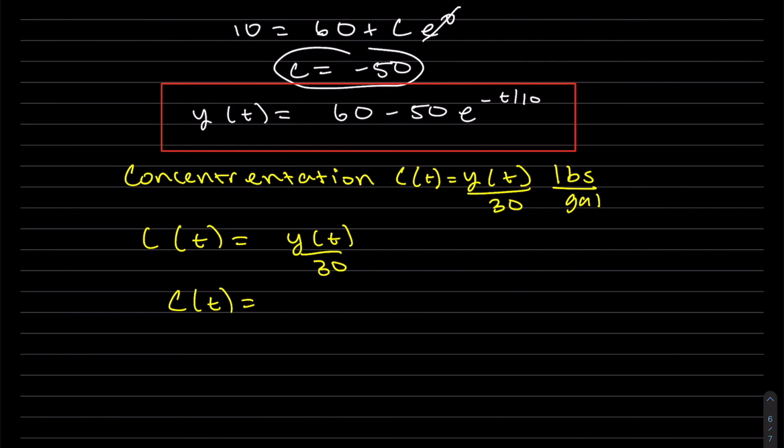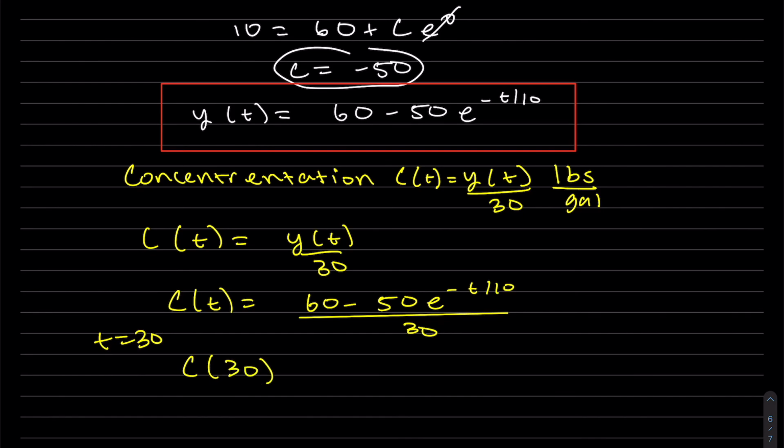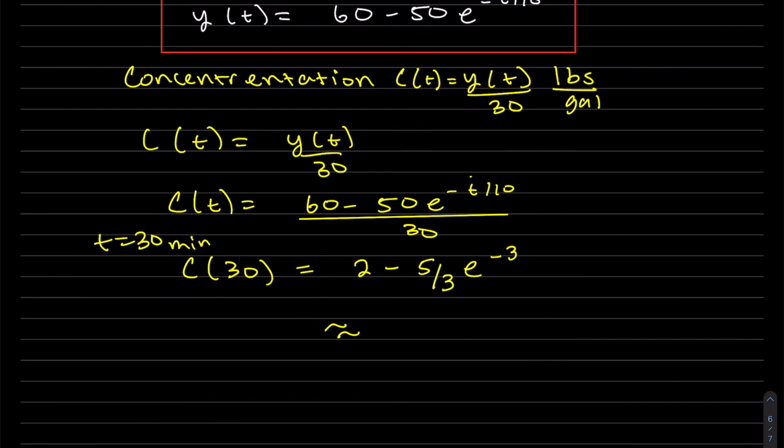So y of t, we put all that in there. We want to know the concentration when t equals 30 minutes. So that's minus 30 over 10, which is minus 3. You plug it into the calculator, and we get 1.92. Again, it's pounds per gallon. That is our concentration in 30 minutes.